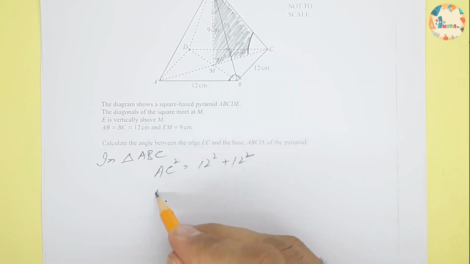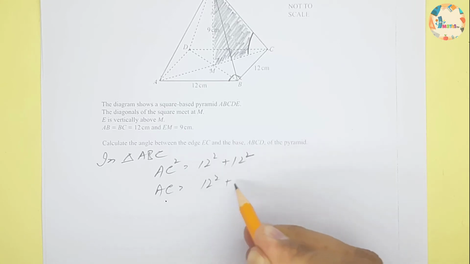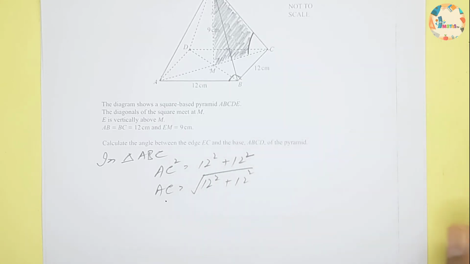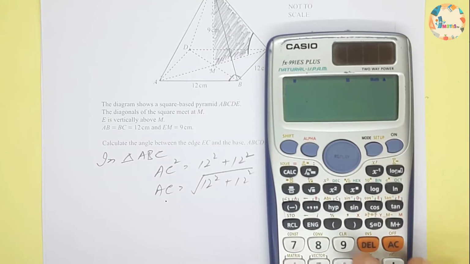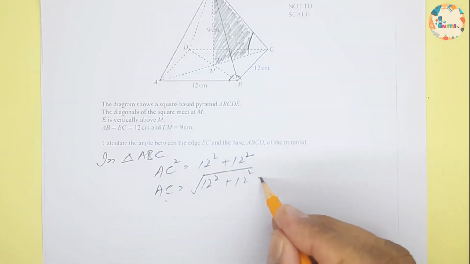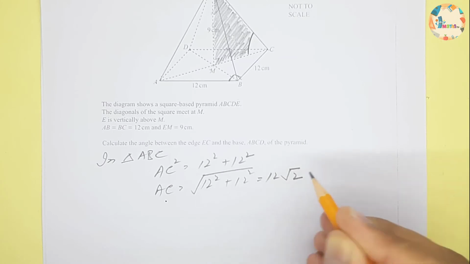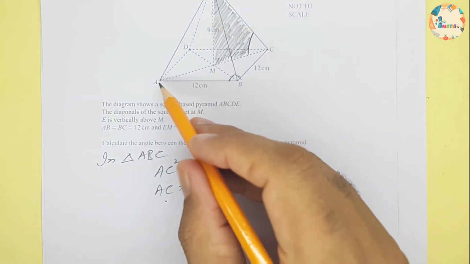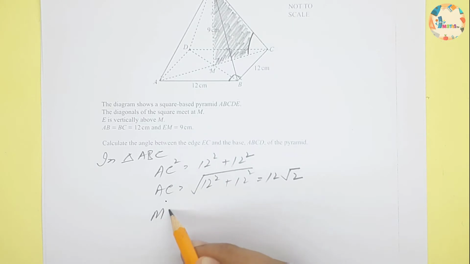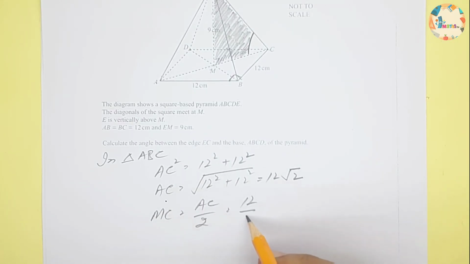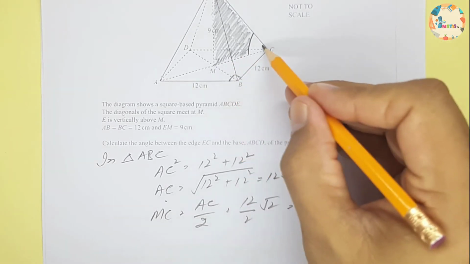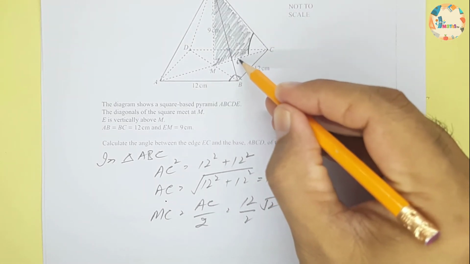So AC will be equal to the square root of 12 squared plus 12 squared. If we take this, 12 squared plus 12 squared under root will give us 12 root 2. So this is 12 root 2, and if this is AC, then MC will be equal to AC over 2. So this is 12 over 2 under root 2, which will be 6 under root 2.